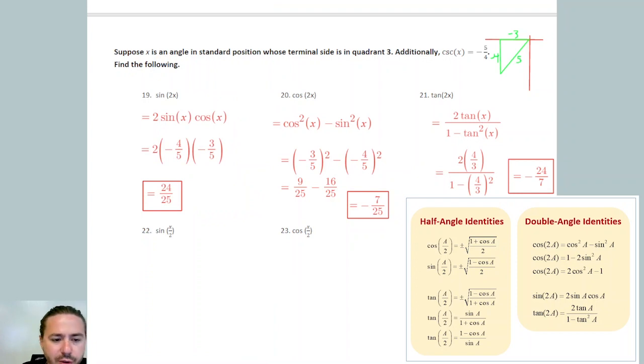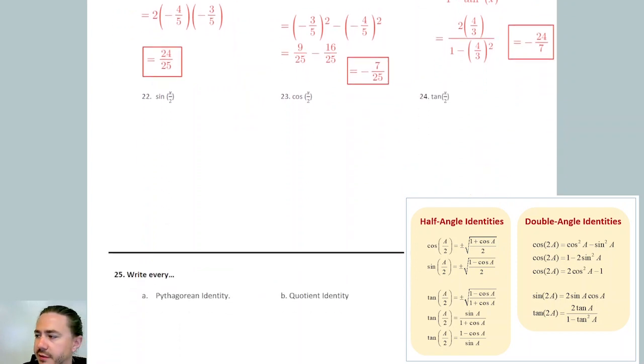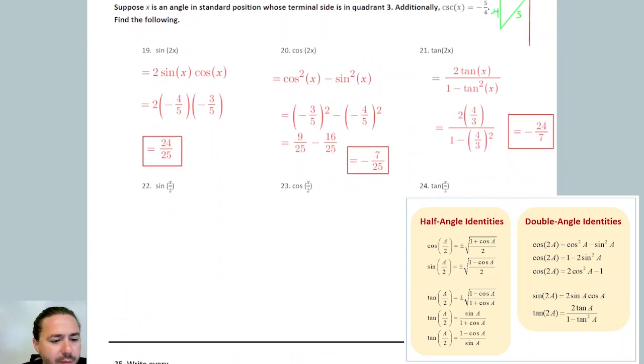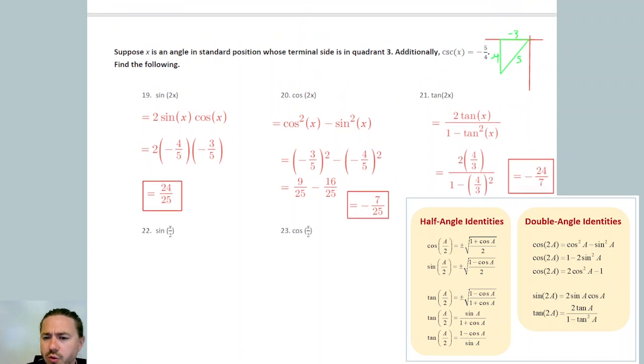Let's take a look at 22, where we're using half-angle identities. So same kind of idea, we're still using this exact same angle. So we already know what sine, cosine, and tangent equal. But we're just going to use the half-angle identity for sine. Now here you got to be a little bit more careful. Because of the plus or minus, you got to decide if it's going to be plus or minus. So since we're in quadrant 3 here, and our y values are negative, so sine will be negative.